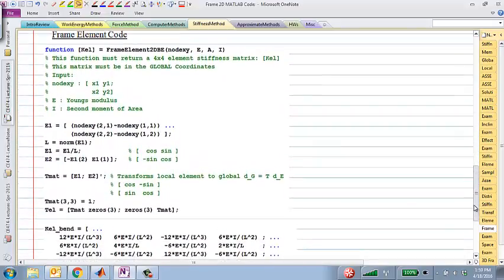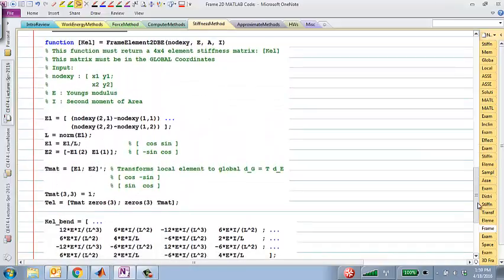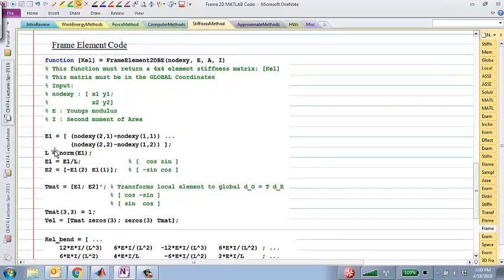Here's the K element subroutine. So this frame element 2D is the main subroutine that calculates the element stiffness matrix for a frame element. All it needs is the coordinates of the 2 nodes. It needs Young's modulus of that element, area of cross section, and I. That's all it needs, and it gives me back the element stiffness matrix. So how does that work? You hopefully recognize most of this code from the truss element problems. We have E1 and E2. Anybody remember what E1 and E2 were from the truss problems? So let me draw a frame element. I have some frame element, node I, node J, and element M.